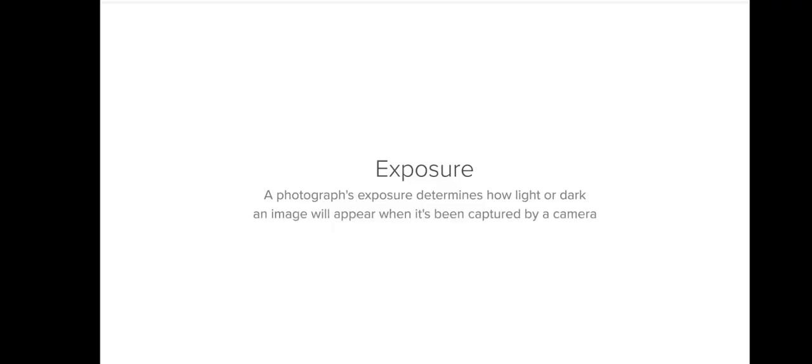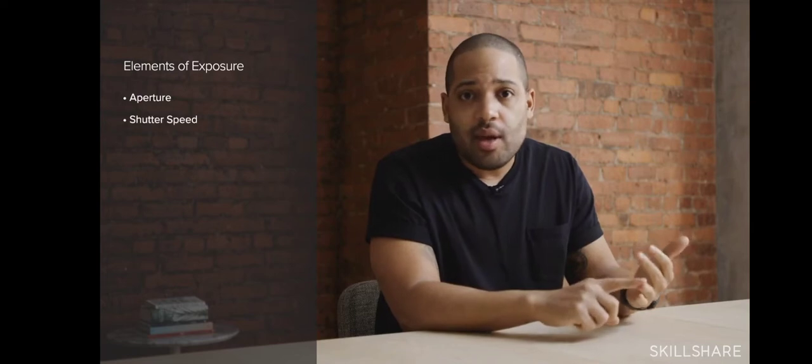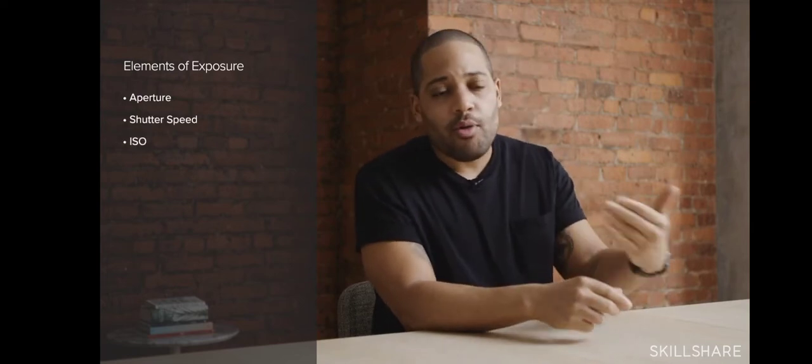is exposure. And exposure is basically how light or how dark your image is. And in order to capture the images that you have in mind that you want to create, you have to understand exposure. So the question now is, what goes into exposure? How do I get the proper exposure? Well, there's three things that go into exposure. There's aperture, there's shutter speed, and there's ISO. And we'll cover all three of these things in depth.